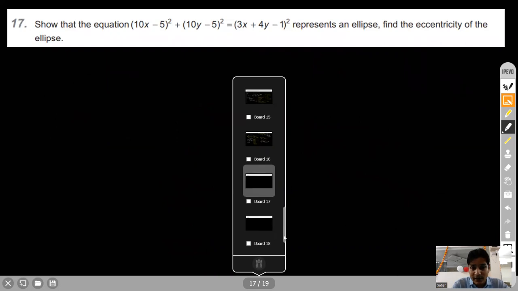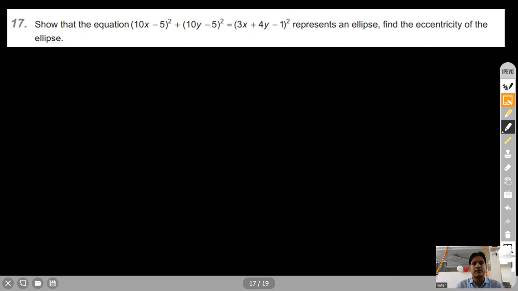I think how many questions are left for this exercise? Two more questions. So what is given here? One equation is given here, and we have to show that this equation represents an ellipse and find the eccentricity of the ellipse.